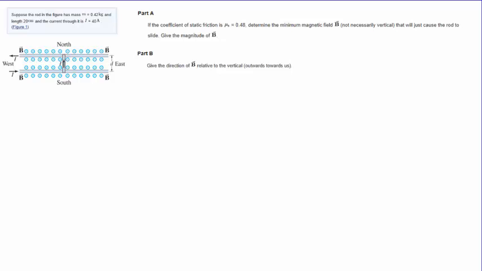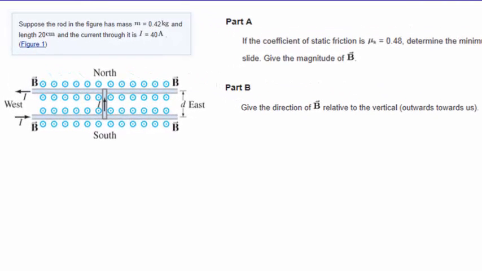In order to solve this problem, I'm going to draw a picture as looking from the side. This horizontal line represents the rails on which the rod will slide, and this circle is an end-on view of the rod itself. This problem contains two subtleties.